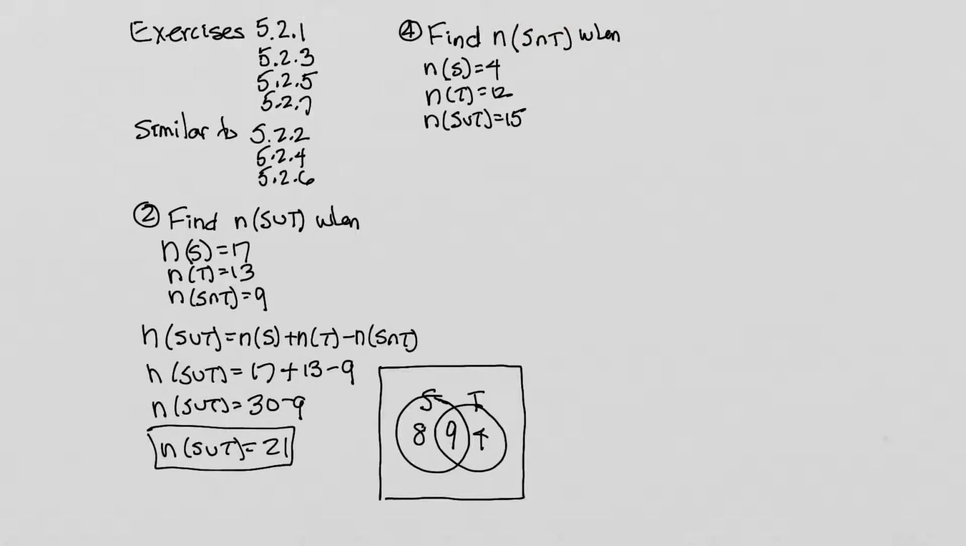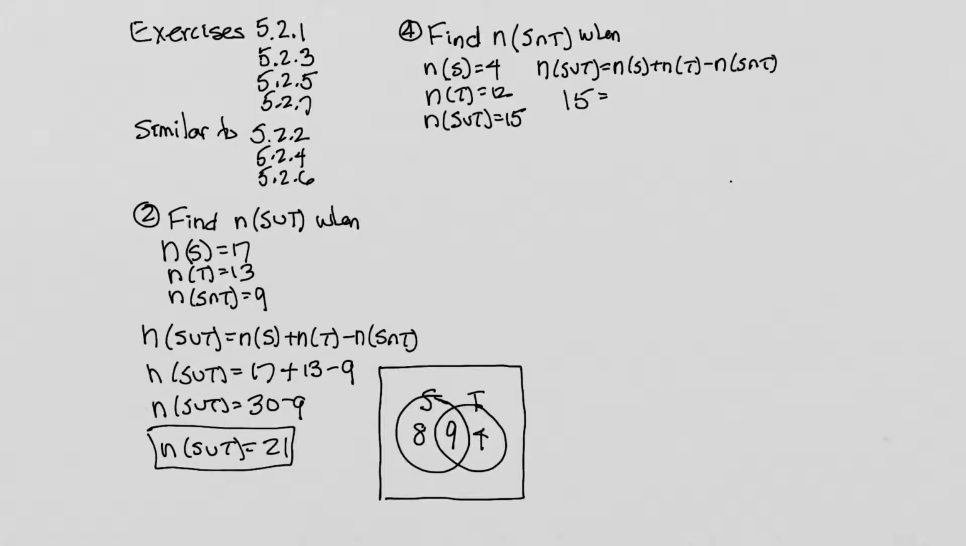All right, in problem number 4 here, we're supposed to find the number in the intersection. In the last problem, we found the number in the union. Now we're going to find the number in the intersection given this information here. And once again, we can use our formula. So I'll write that. And let's fill in the numbers now. So the number in the union, that's given right here. That's a 15.